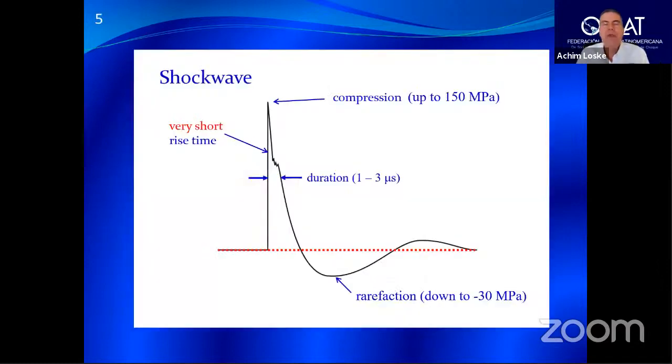And a shock wave is a high compression peak. It is a very, very short pressure peak with a duration of between 1 and 3 microseconds, a compression of up to 150 MPa, which is a lot, more or less 1,500 atmospheres. And it also has a negative or rarefaction phase, which goes down to -30 MPa. So keep in mind that this is a very fast rising peak.